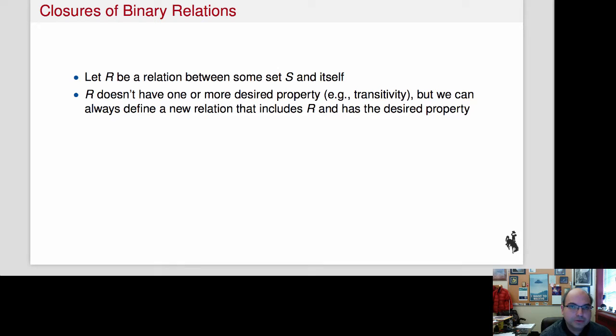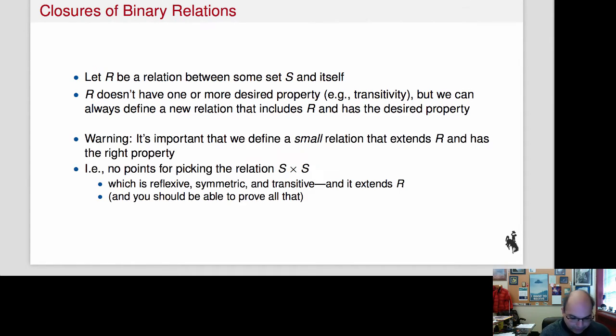And what we're going to do is start with R, and then do something to it. Generally, we call that taking a closure of R. And we're going to take a closure so that we do end up with some property that we want. For example, I want a relation that generalizes R in some way, but that is transitive. Now, that's actually easier to do. It's really easy to do if you don't play by the rules.